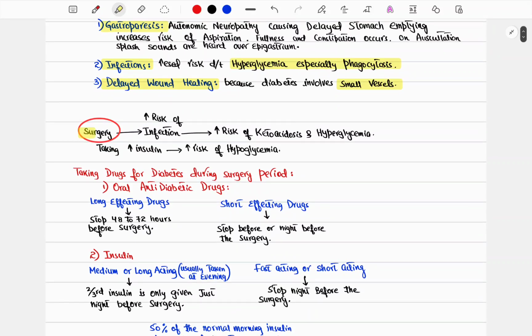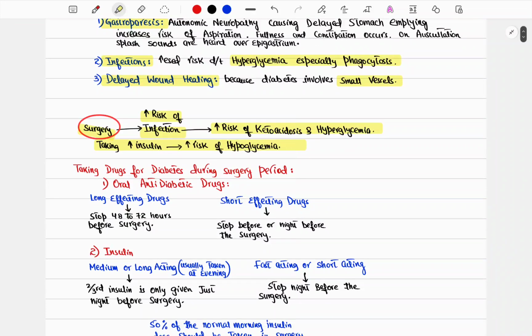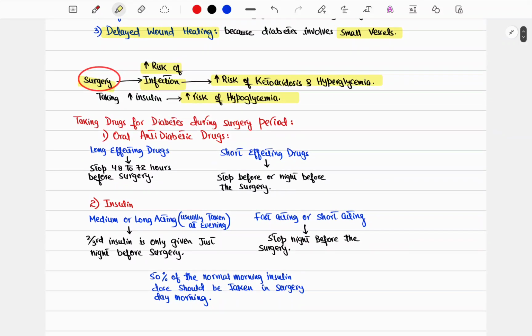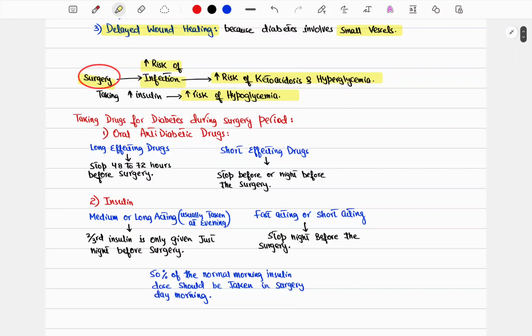Now when a diabetic patient undergoes surgery, there is an increased risk of infection, and due to infection there is increased risk of ketoacidosis and hyperglycemia. So physicians tend to give more insulin to the patient, which increases the risk of hypoglycemia. How to take diabetic drugs during the surgery period?